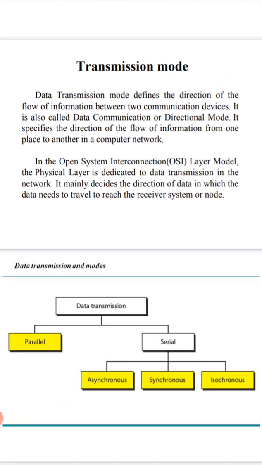Actually, in data communication, the data transmission mode defines the direction of flow of information between two communication devices. When you consider a network, the communication between two devices is very important. So at that time, the direction of flow of information is also very important. So the transmission mode defines the direction of flow of data between the systems.